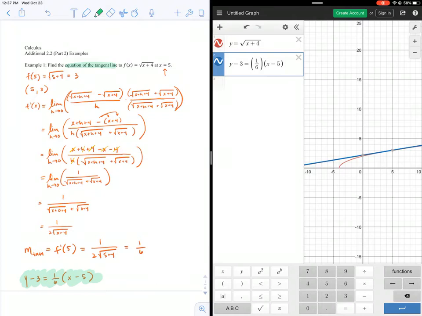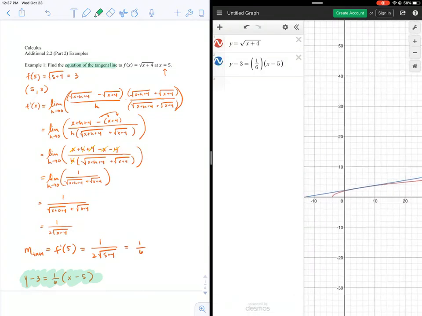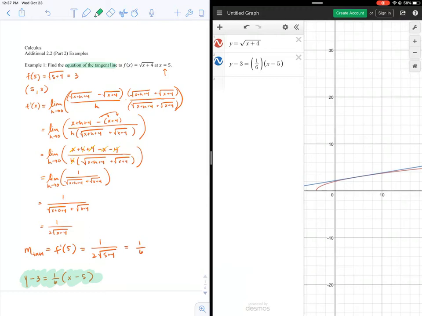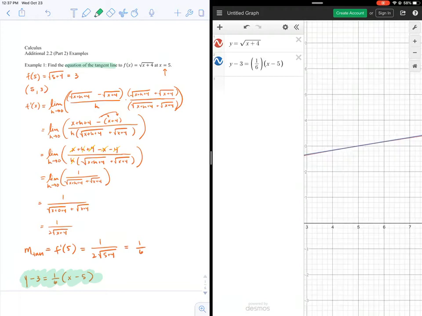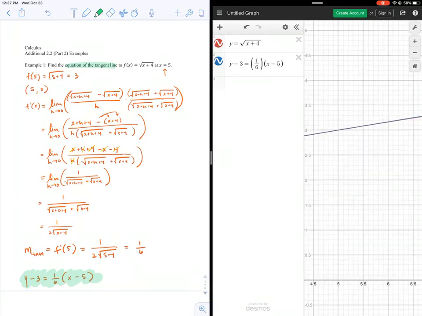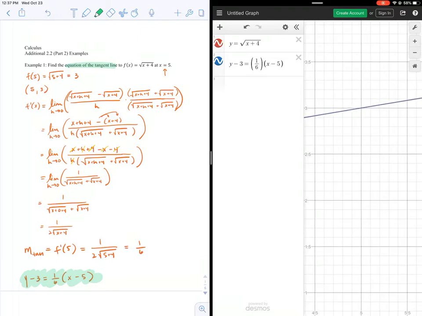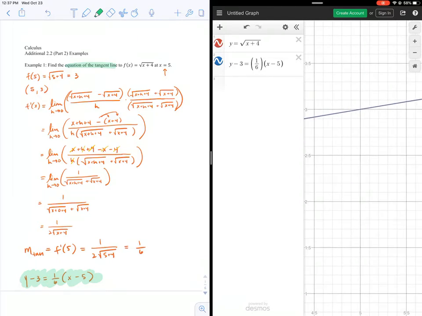Times the quantity x minus 5. Okay, so we have in red the square root of x plus 4, and then the blue is the line. So at x equals 5, notice if we zoom in, doesn't it look like all we see is the blue? It looks like the graphs just end up merging together. So that's why we can say that the slope of the tangent line at that point is equal to the slope of the curve at that point. So the instantaneous rate of change for this function at x equals 5 would be 1/6.